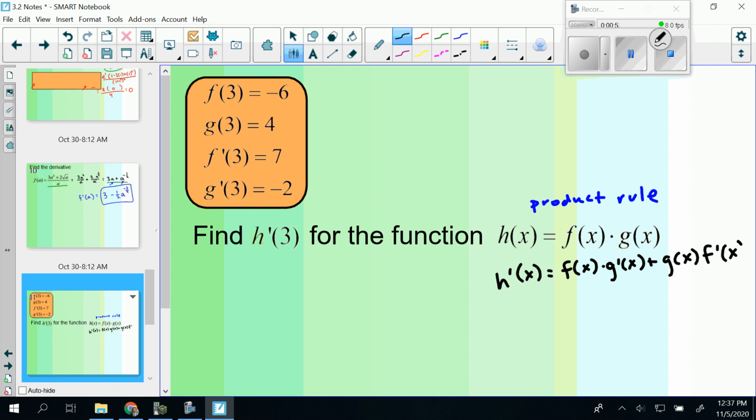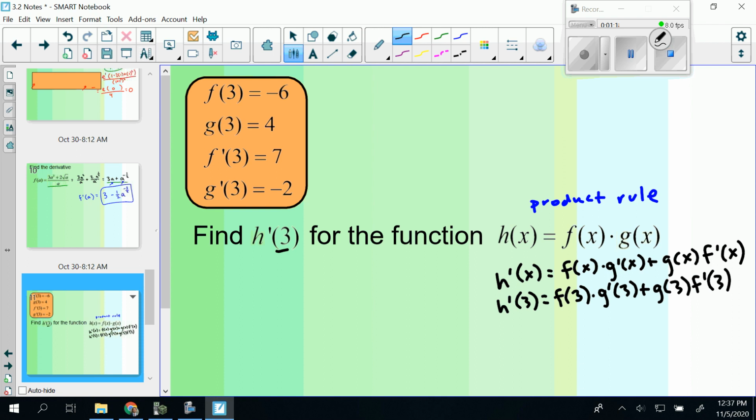So next, they want us to find this at 3. So wherever you have an x now, plug in 3 and see what you get. So this would be f of 3 times g prime at 3 plus g at 3 times f prime at 3. And now what we have to do is they'll give you like a table or maybe a graph where you have to find the information now to substitute in here.